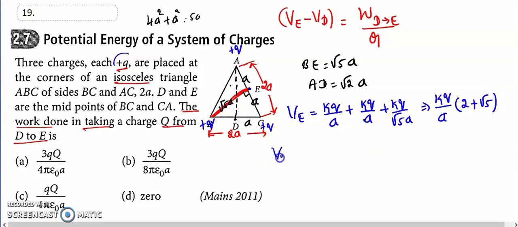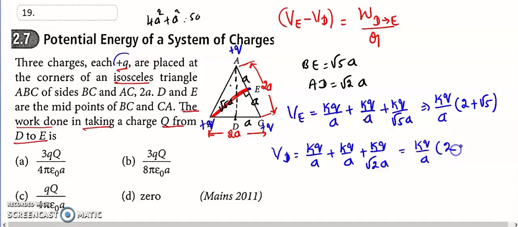So what is the potential at D? Potential at D is equal to kq by a plus kq by a plus kq divided by root 2a. So that is kq divided by a times 2 plus root 2. And the other answer is kq divided by a times 2 plus root 5. So what is the value of root 5? Root 5 is 2.23.